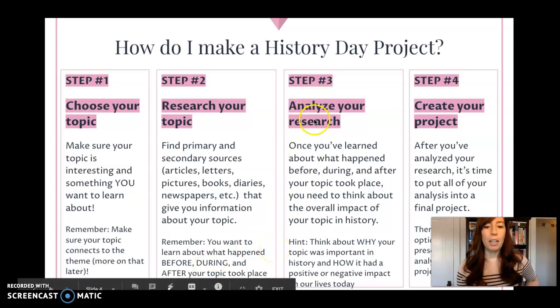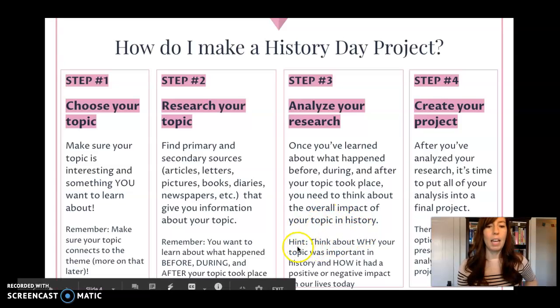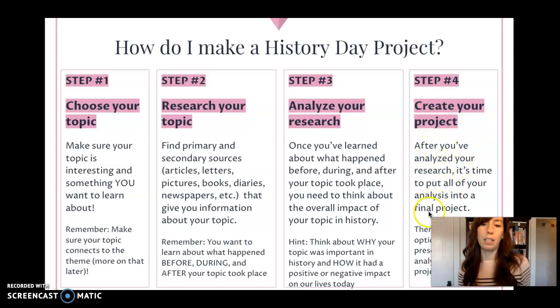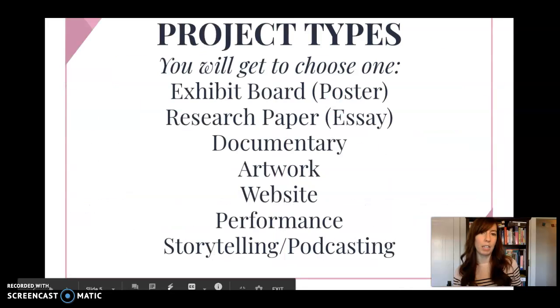Step 3, analyze your research. Once you've learned about what happened before, during, and after your topic took place, you need to think about the overall impact of your topic in history. Hint, think about why your topic was important in history and how it had a positive or negative impact on our lives today. Step 4, create your project. After you've analyzed your research, it's time to put all of your analysis into a final project. There are several options for how you can present your final analysis in your project.